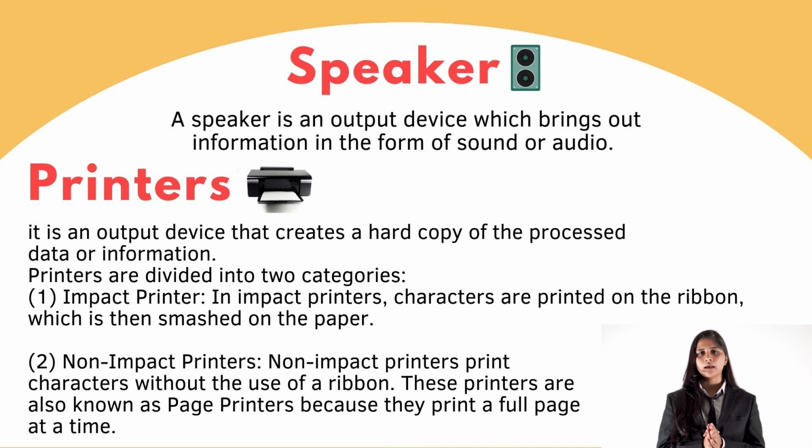Now coming to our next example, there is a speaker. A speaker is a kind of output device which brings out information in the form of sound or audio. Whatever sound or audio is stored in a computer, we can hear it with the help of a speaker. Coming to the printers. A printer is an output device that creates a hard copy of the processed information. Whatever output we get, we can print it on paper with the help of printers. Printers are also divided into two categories. First is impact printer. In impact printers, characters are printed on the ribbon, which is then smashed on the paper. Secondly, non-impact printers.